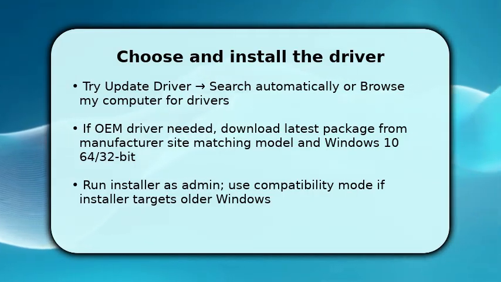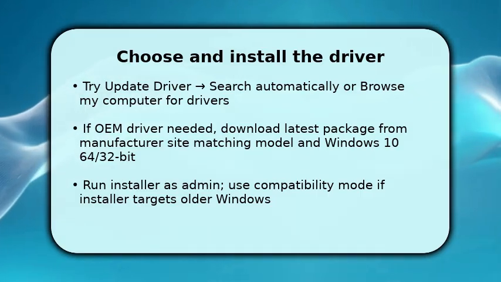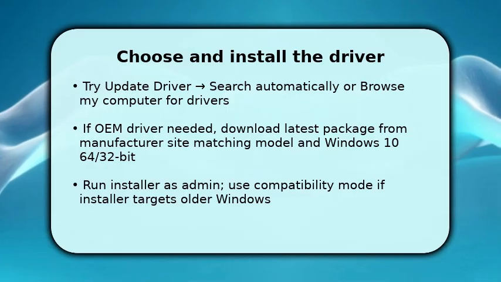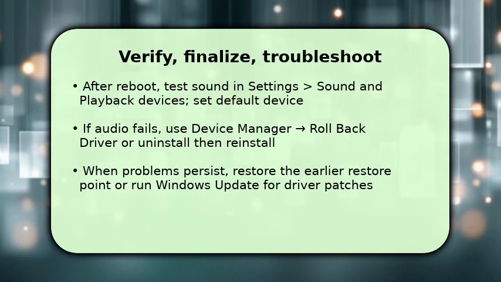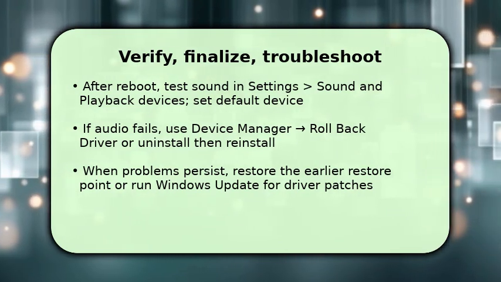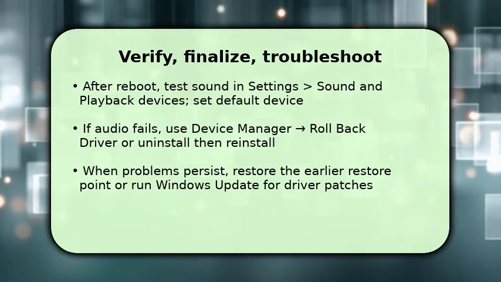Run the downloaded installer as administrator, and if it's old, right-click, Properties, Compatibility to force the correct mode. Once the installer finishes, follow prompts to reboot. This ensures that you finish by rebooting and testing audio in Settings, Sound and the playback device's control panel. Make sure your output device is set as default and volume levels are correct.